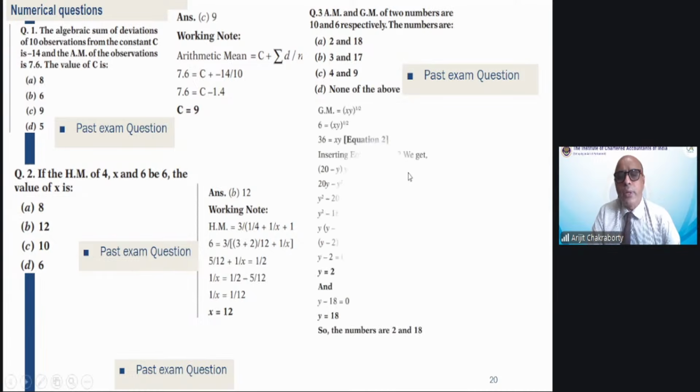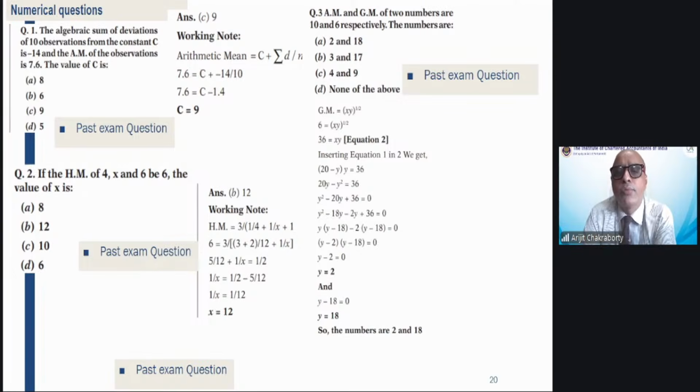In this question, we have to work it out using a quadratic equation, and you will be getting 2 and 18. Therefore, option A will be the right answer for question 3. Here you just need to frame the equation. GM is given, GM is 6. So the square root of the product of x and y, that means xy to the power half, will be equal to 6. That means xy is 36. You get one relation, and from the AM relation, that is x plus y divided by 2, you get 10. From these two equations, once you solve, you arrive at 2 and 18.